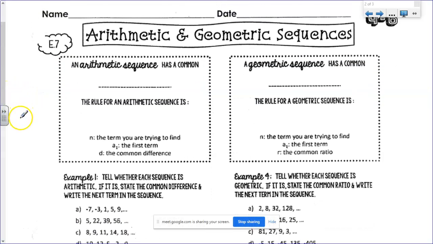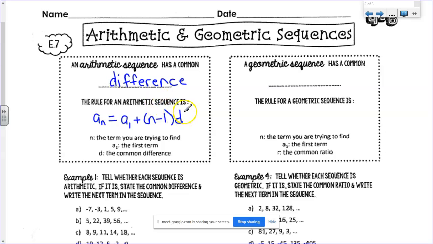You are expected to know this formula. And so that is something you're going to be expected to know. An arithmetic sequence has a common difference. We learned that Tuesday. The rule for an arithmetic sequence is a subscript n equals a subscript 1 plus n minus 1 times the difference.